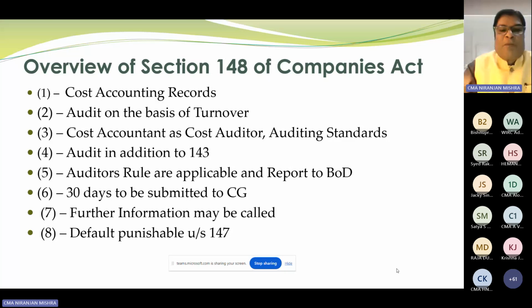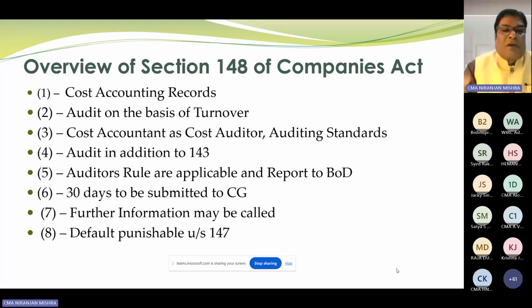Where there is an audit committee, the report will route to the audit committee, then it will go to the board of directors for their authentication. So that is applicable here. If there is no audit committee, the report will go directly to the directors. Then it is to be submitted to the Central Government within 30 days.